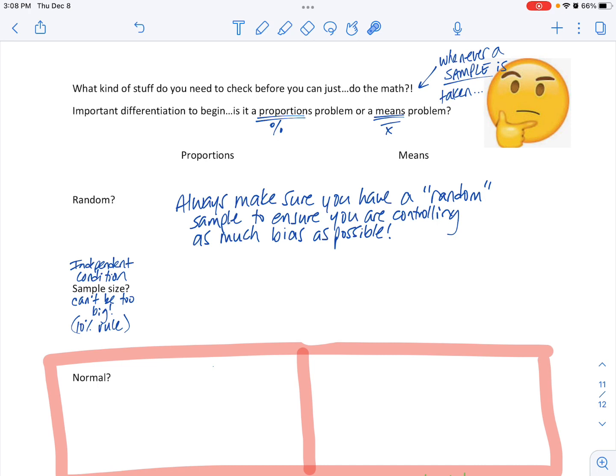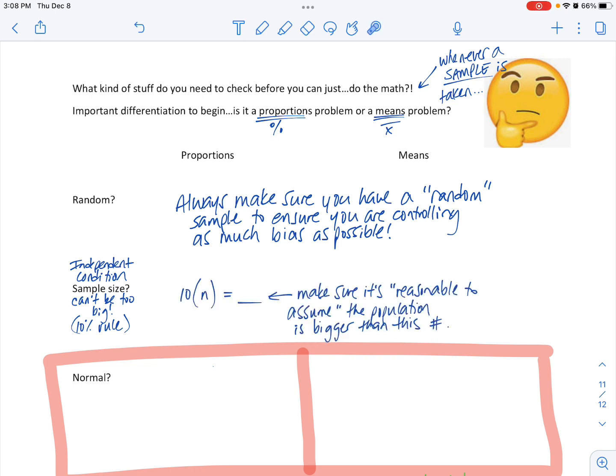What about making sure that the sample size is not too big? That's when we check the 10% condition. How do you do that? Take 10 and multiply it by your sample size, and you're just making sure that it's reasonable to assume that the population is bigger than this number.